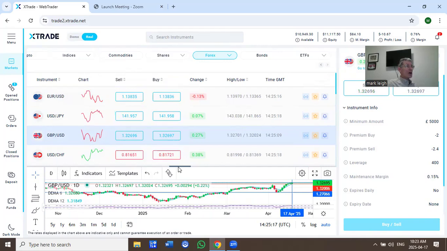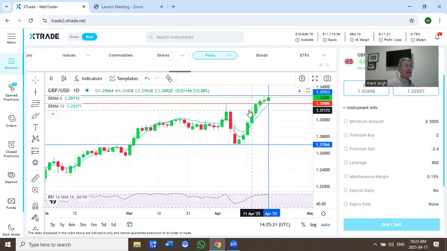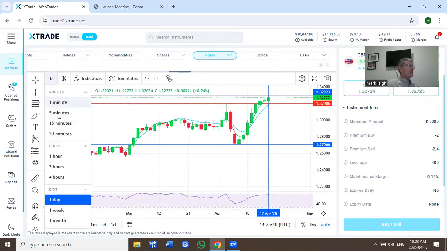Pound's been really strong against, like all the other majors, against the US, and there it goes again today. Off the support level at 131.99, let's call it $1.32, and looking to come up and test this resistance level at 132.94. That's the daily resistance. Let's zoom into the 4-hour.